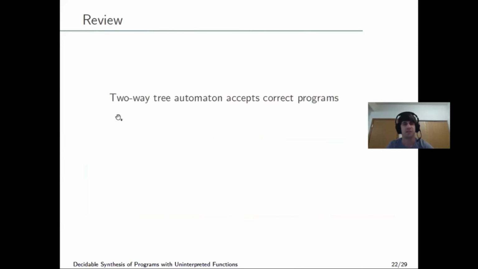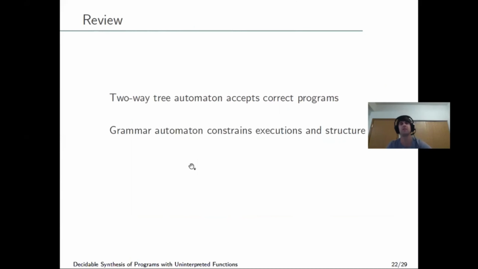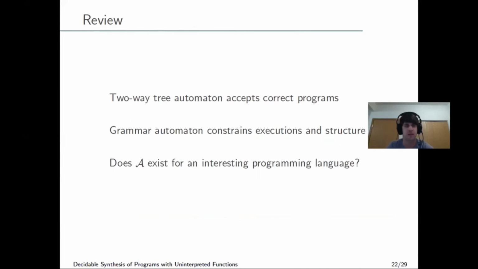I've explained that we can define two-way tree automata to accept program trees that only generate correct executions, and that we can define a top-down grammar automaton which accepts program trees that follow an input grammar. And now I'll answer the question posed at the beginning of whether or not this correct execution automaton A actually exists for a programming language.